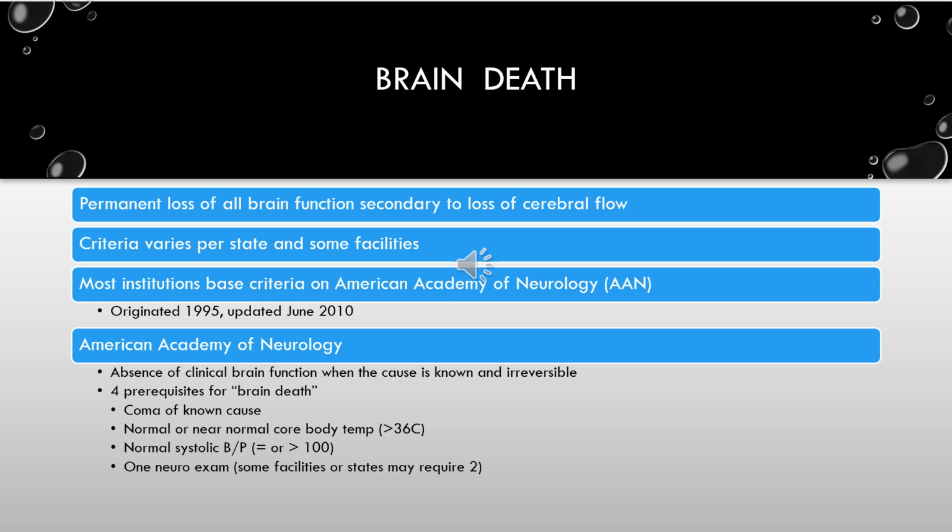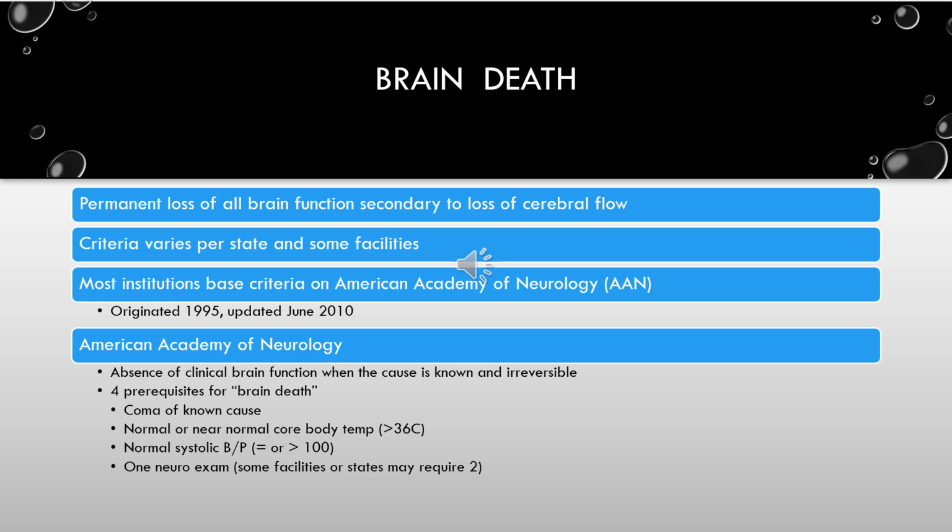And I can tell you a lot of times when they're doing this, they will do CTAs to determine flow to the brain. And a lot of times with these patients, what you'll see is the blood flow only goes up so far into the carotids, and then it just ceases to flow to the rest of the brain when you're looking at these tests.